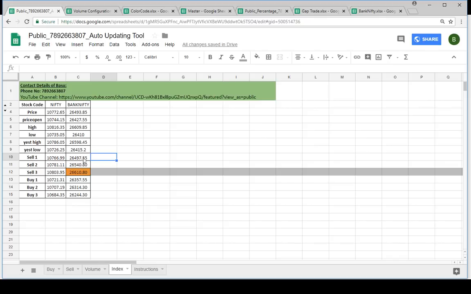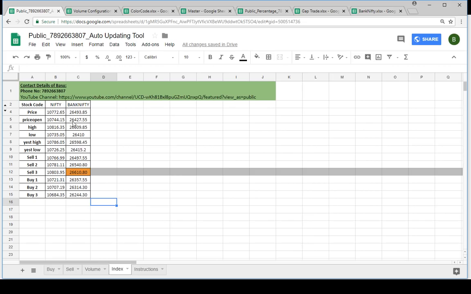As you can see, this will get activated, whatever the color coding is there. If it is in the selling range, in this 10 to 12 range, the cells will be highlighted in orange color, giving us an indication to short it. And when it comes to buying, it will be highlighted in green color, asking us to buy it from the lower levels. So how to trade that?